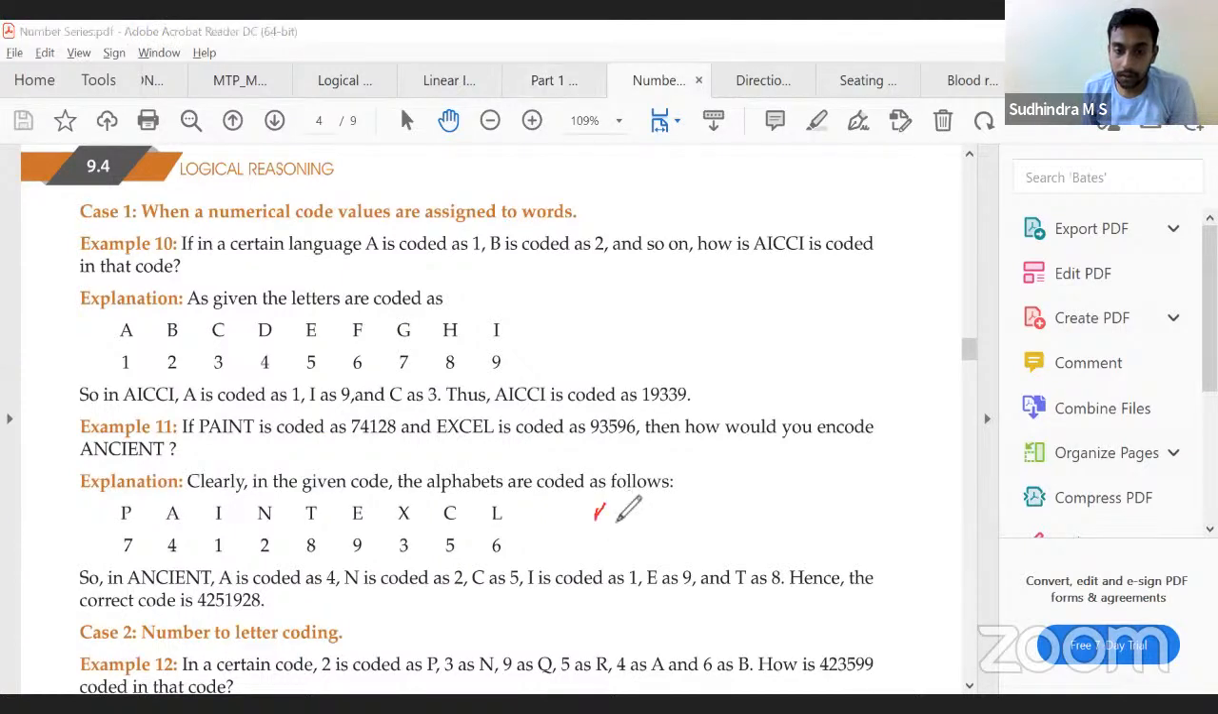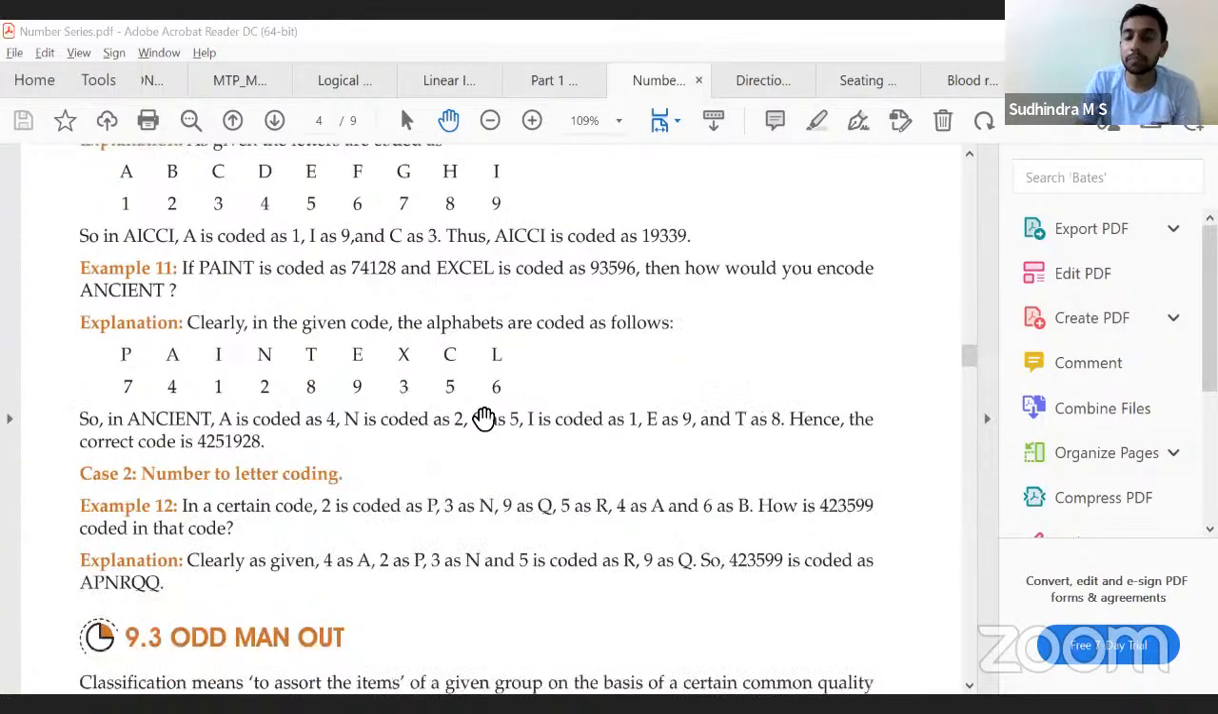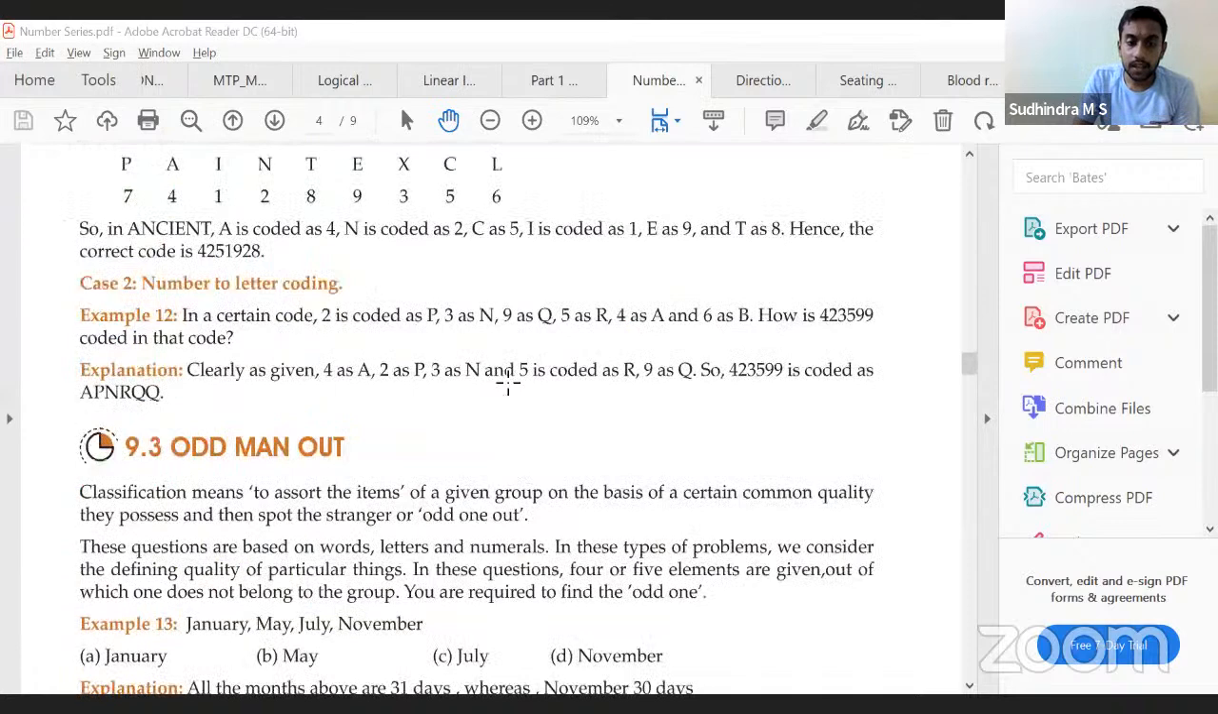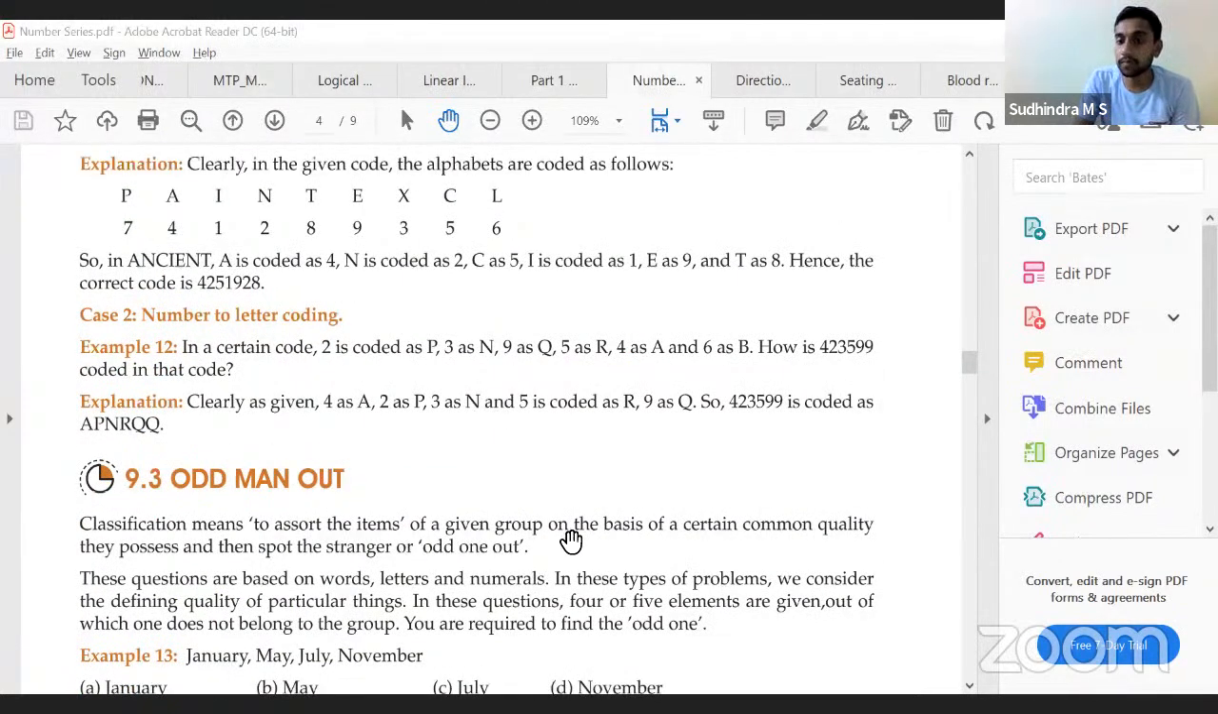APN, RQQ. 5 is R, 9 is Q. Okay, QQ, correct. APN RQQ. Simple. Next, odd one out. Odd one out is January, May, July, and November. November. Why? November has 30 days. All other months are 31 days.